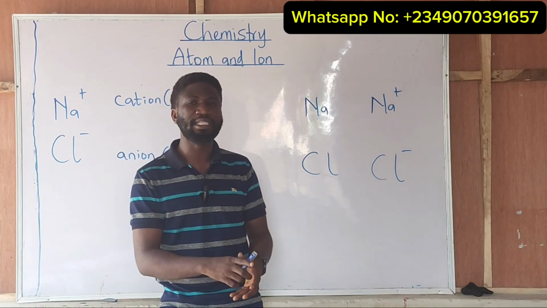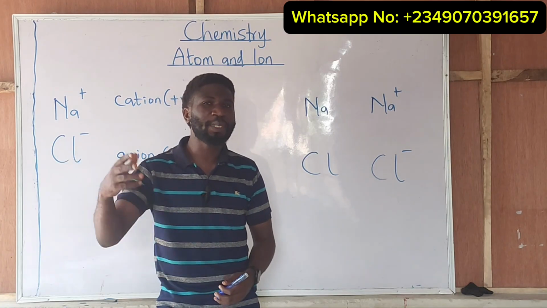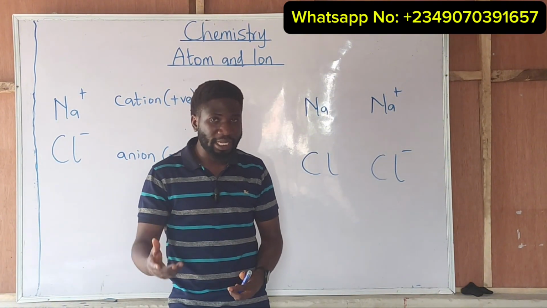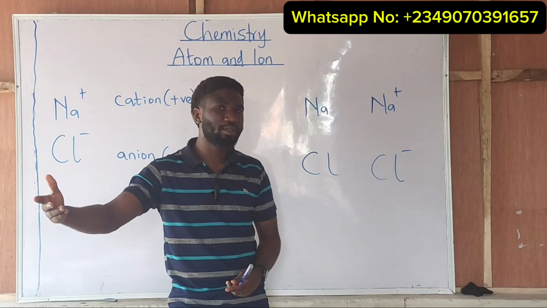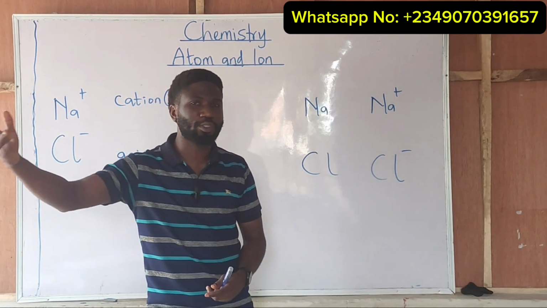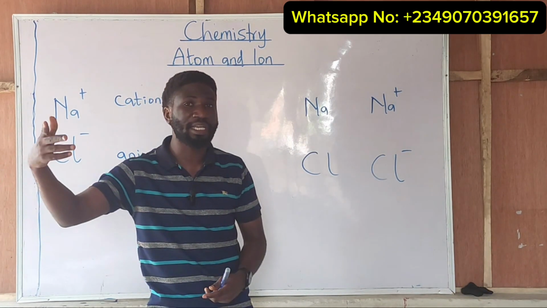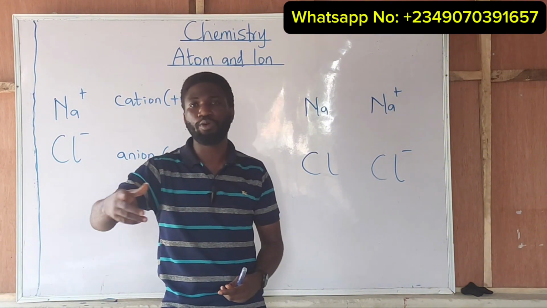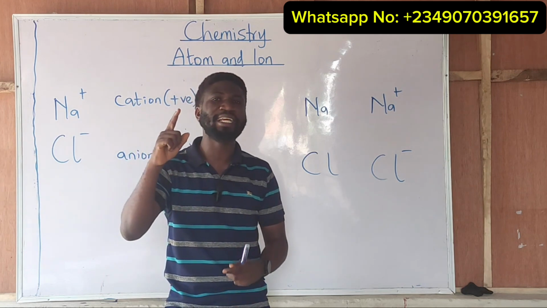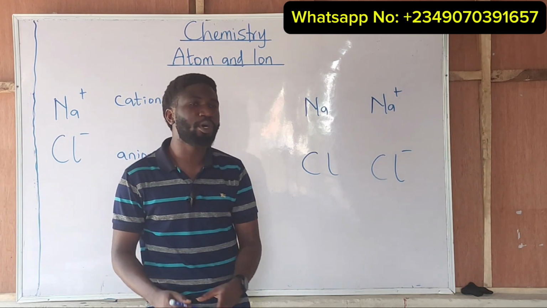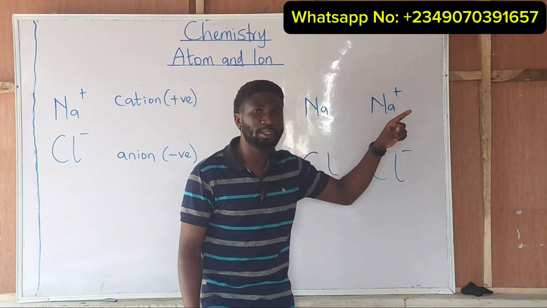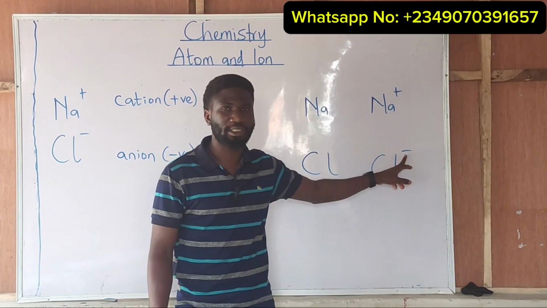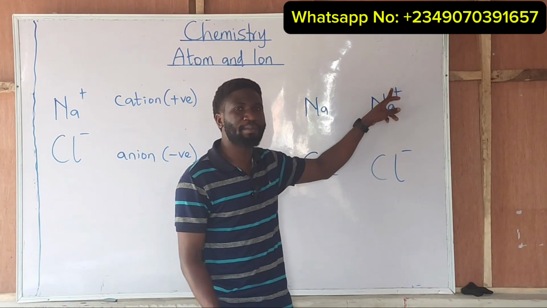So metals basically lose electrons. Whenever they lose electrons, they become positively charged. Metals can lose one electron or two or more. So once an electron or electrons have been lost, it becomes positively charged. But when electrons have been gained, it becomes negatively charged. So do not think that because this one is plus, it means it is adding up.